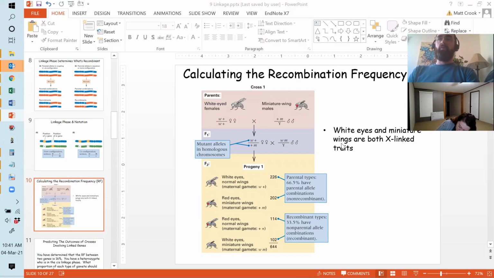And so for 2-point crosses with just 2 genes, it's pretty straightforward. You find the 2 groups that have the lowest numbers, add those together, and then divide that by the total number of offspring present. Times it by 100, and you'll have recombination frequency as a percent, or in map units as centimorgans, or cM.